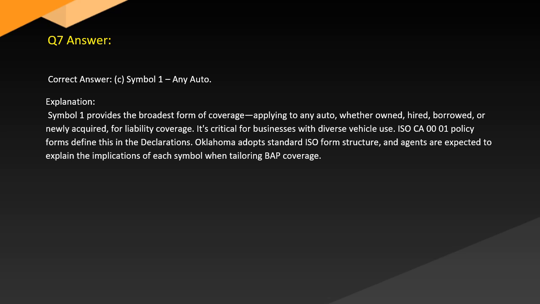Answer. Correct answer, C. Symbol 1. Any auto. Explanation: Symbol 1 provides the broadest form of coverage, applying to any auto whether owned, hired, borrowed, or newly acquired. For liability coverage, it's critical for businesses with diverse vehicle use. ISO CA 00 01 policy forms define this in the declarations. Oklahoma adopts standard ISO form structure, and agents are expected to explain the implications of each symbol when tailoring coverage.